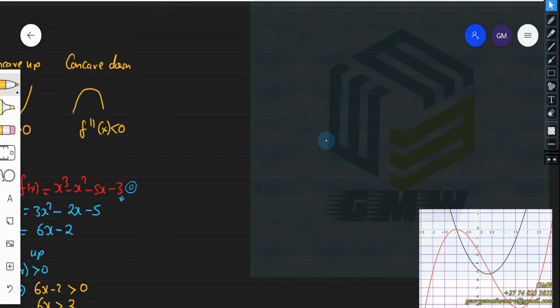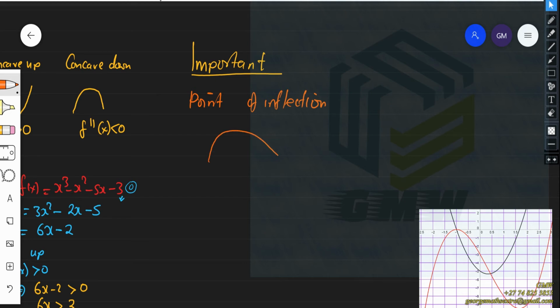Now, there is also another way, and this is important. It's a reminder of a certain concept that you should also remember. If you get a point of inflection, a point of inflection is the one that divides or demarcates concave up and concave down. If I have a cubic polynomial like this, and this one is my inflection point, it divides this side as concave up, this one concave down.